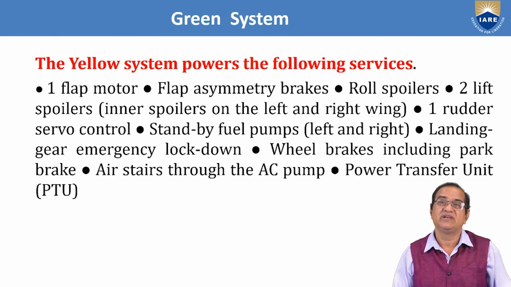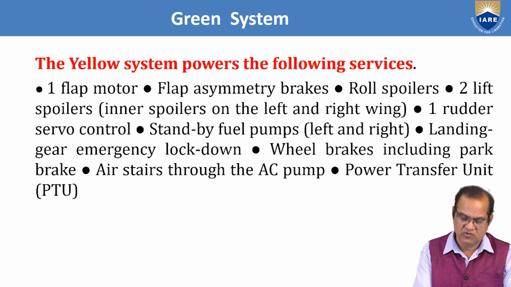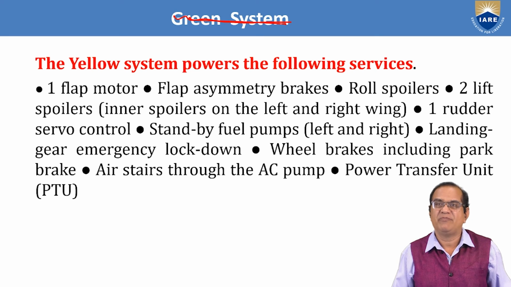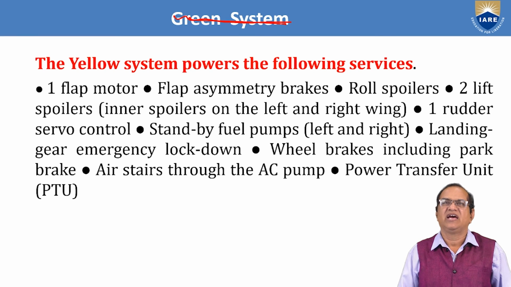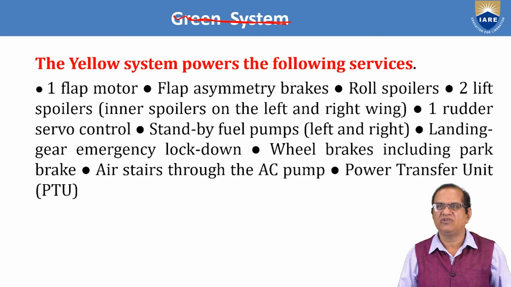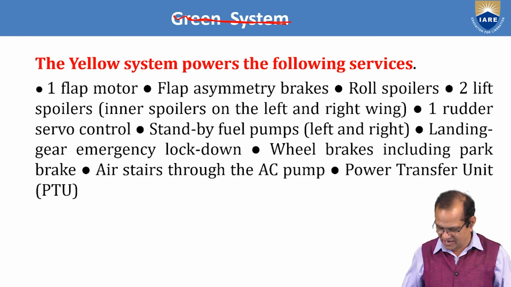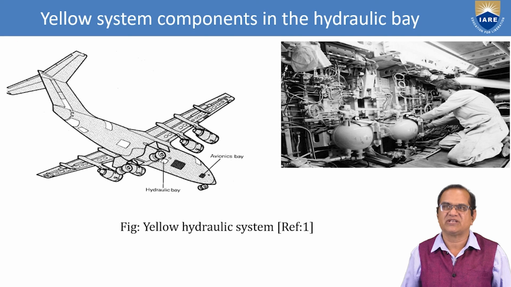The yellow system powers the following services. One flap motor, flap asymmetry brakes, roll spoilers, two lift spoilers, one rudder servo control, standby fuel pump left and right, landing gear emergency lockdown, wheel brake including parking brake, air steer through the AC pump, and the power transfer unit. These systems are operated by the yellow power system.